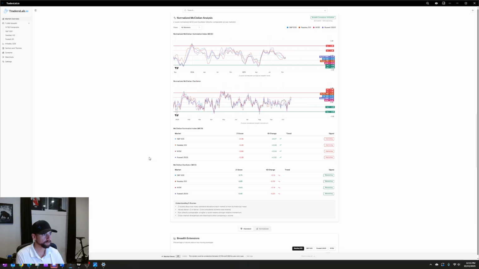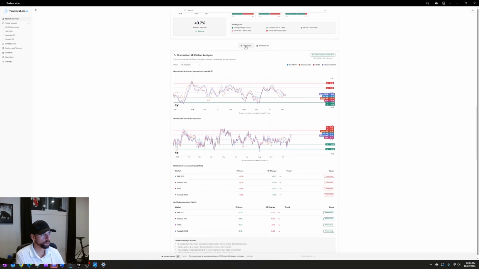Down below, you have the rough data for the McClellan summation and oscillator as well. So you have the z-score for each market. You have the 1 day change and the trend as well. And we added a small signal. Based on whether the McClellan summation is negative or positive, and whether it is in an uptrend or downtrend, you will see bearish, improving, weakening, and bullish signals.